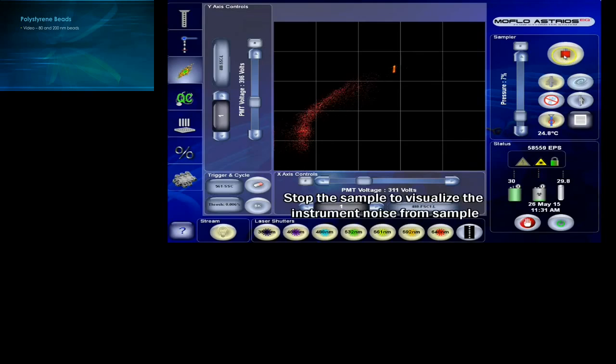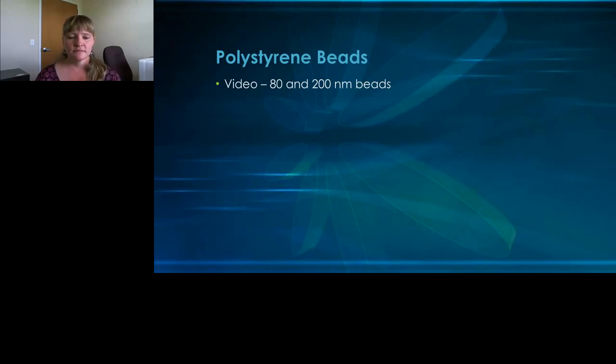Running 80 and 200 nanometer beads on the Astrios EQ. This is an example of the Astrios EQ touchscreen panel as we start the 80 and 200 nanometer beads. You gently boost, and as you do, you see the 200 nanometer beads, and then you see the 80 nanometer beads within the buffer noise. We have forward scatter on the x-axis and side scatter on the y-axis. The 80 nanometer beads are above noise, but they're also within the buffer noise. As the sample is stopped, the beads are no longer visible and the instrument noise is all that remains on the touchscreen panel.